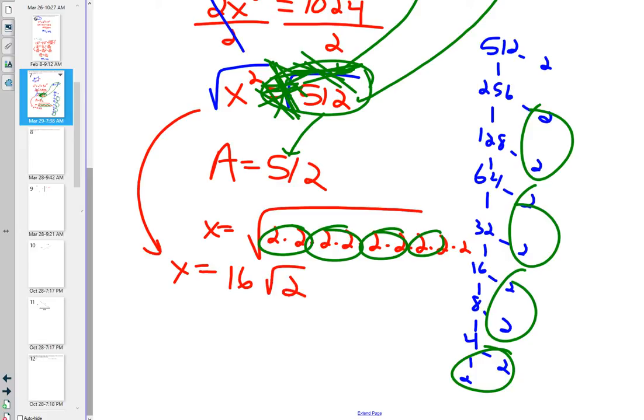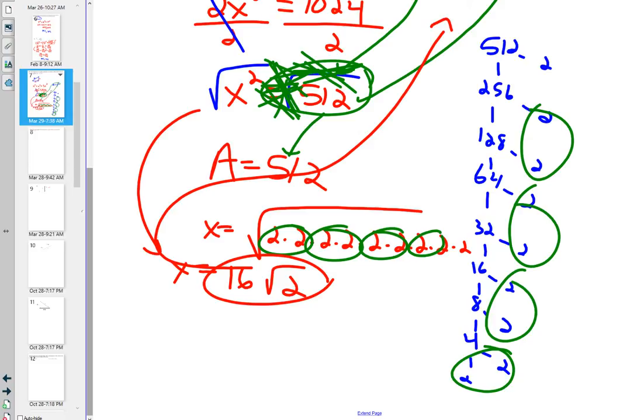Now, the point I was getting at is once you get this and multiply it times itself, once you square it, you're going to end up right back at 512. The question was asking you for area. It wasn't just asking you for x.